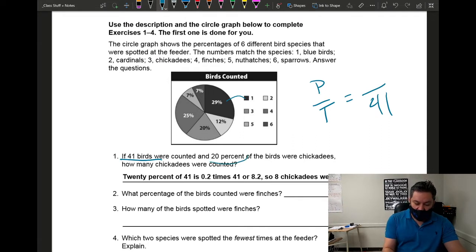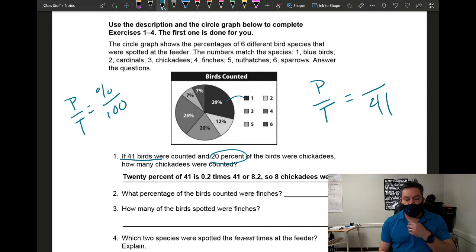And to find the percent, all you gotta do is convert to decimal and multiply, or you can do part over total equals percent over 100, and then do cross products, whatever is easier for you. So this one is already done for us. It says 20% of 41 is 0.2 times 41, or 8.2. Is there gonna be like a 0.2 of a bird ever? No, right? So you just gotta round. 8. So 8 chickadees were counted.